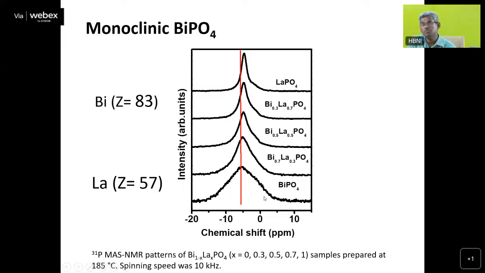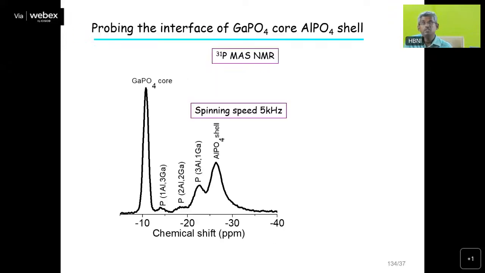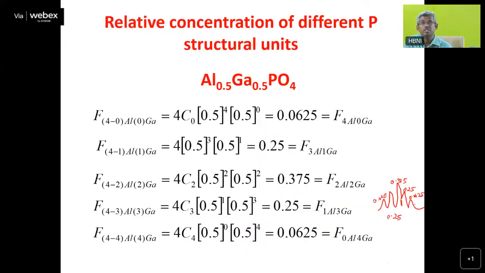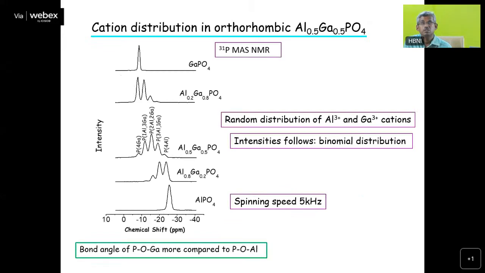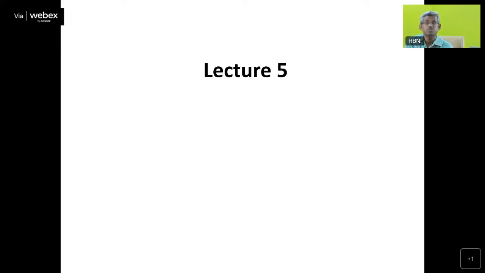But the moment you start substituting lanthanum, you get smaller and smaller line widths. But one thing you should notice here, we are not able to get a well resolved peak. Like in aluminium phosphate and gallium phosphate, we are able to get different configurations, separate peaks, even if the spinning speed is very small, around 5 kilohertz. Even with 5 kilohertz, we are able to distinguish individual phosphorus structural units.